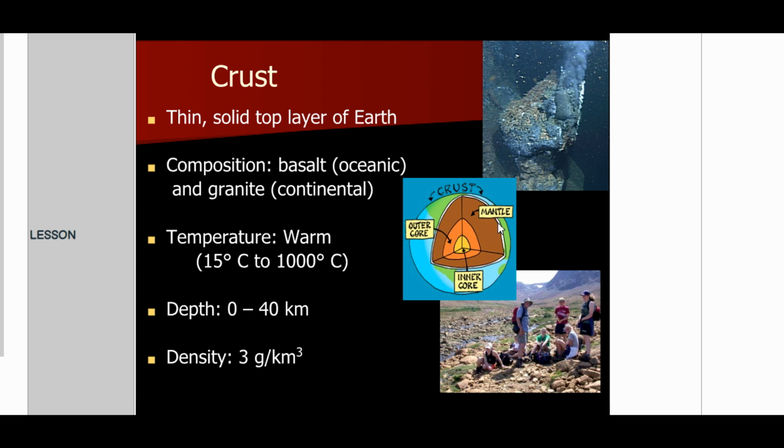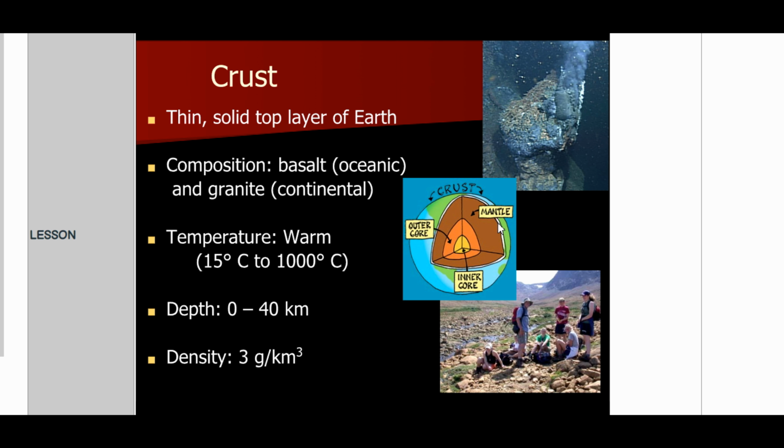It is made up of 2 different types of rock. Underneath the ocean, you have basalt rock, and underneath the continents, you have granite rock. We're going to focus on those 2 types of rocks in a future unit when we start talking about rocks and minerals specifically. For right now, you just need to know the 2 types that exist and where they're found. So basalt in the oceans, granite in the continents.